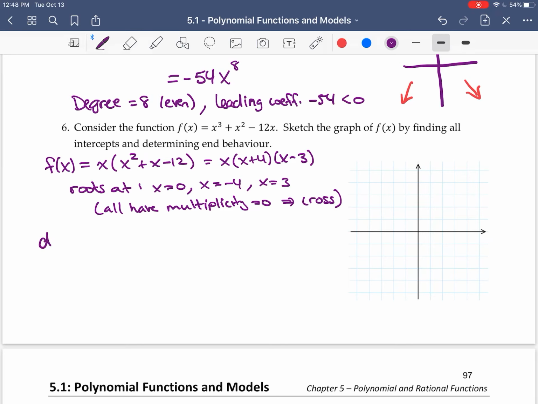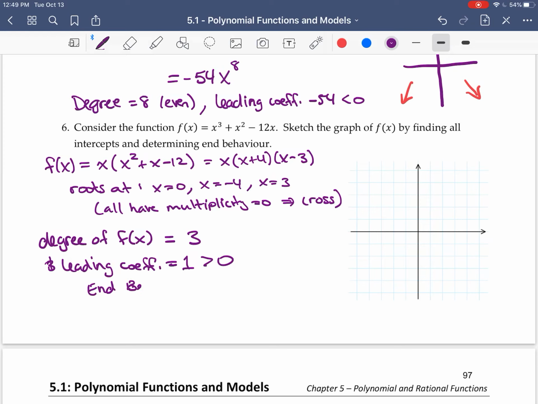And then the degree of f of x, I can see from the original, is 3, and the leading coefficient is equal to 1, which is positive. So that means that my end behavior looks like the last one. So it looks like that. It's odd with a positive coefficient, so we get that end behavior.